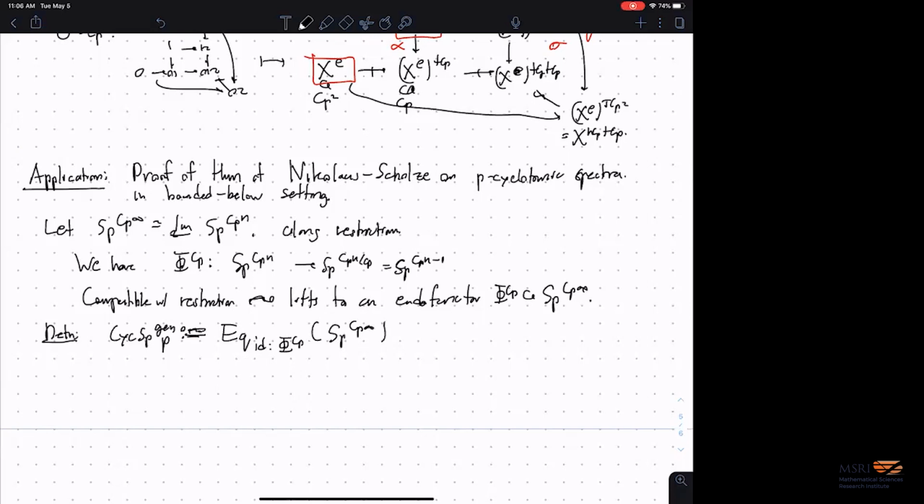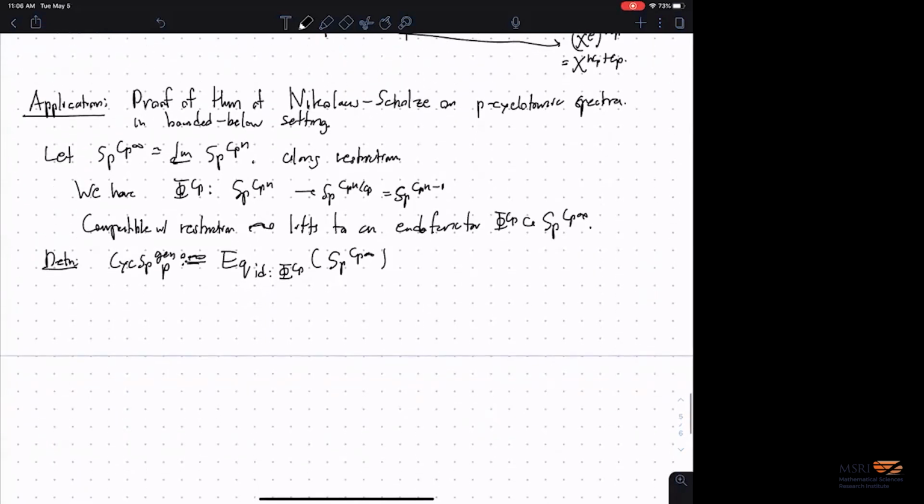So I adopt this notation because I'm considering an equalizer of two endofunctors on the category. It's just a compact notation to express that. In other words, I have objects X in CP infinity spectra together with data of an equivalence between X and PCPX.